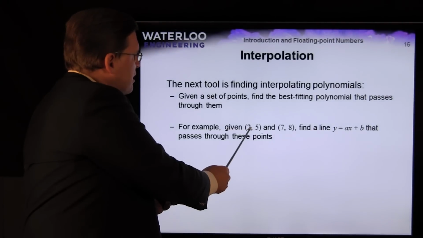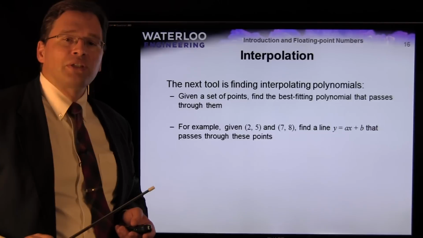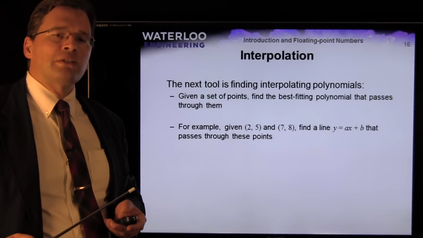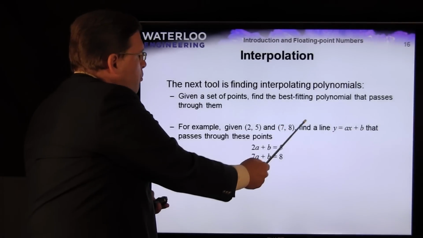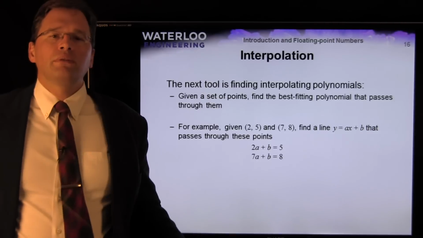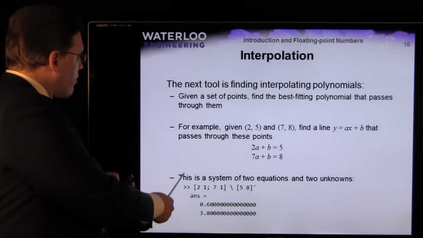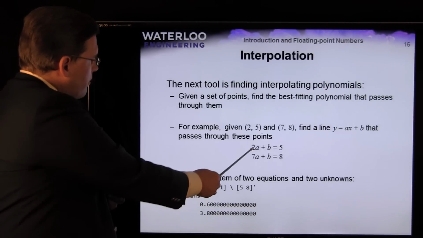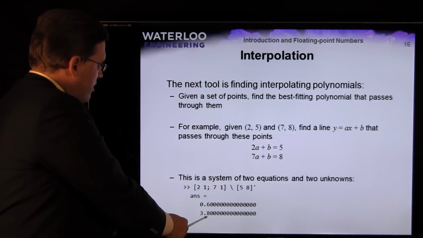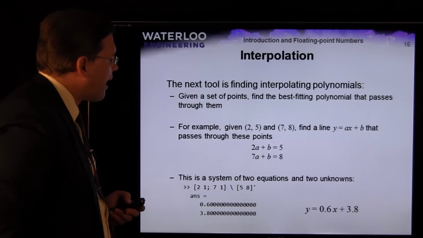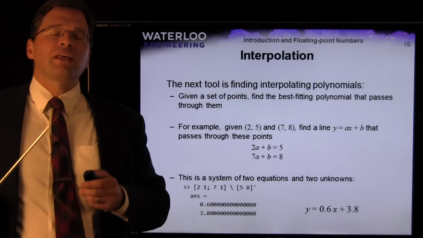Well, let's just substitute x is equal to 2 and y is equal to 5 into that equation. That gives us one equation: 2a plus b is equal to 5. If we substitute x is equal to 7 and y is equal to 8, we get a second equation. It's a system of 2 equations and 2 unknowns, linear algebra. So we can solve this system, and because of the location, the first entry is the value of a, the second solution is the value of b, and therefore the best fitting line that passes through these 2 points is 0.6x plus 3.8.